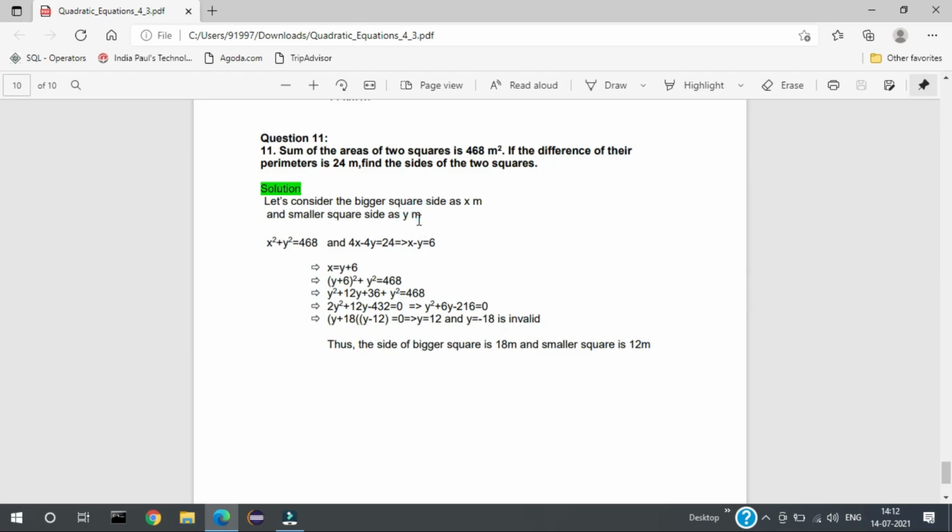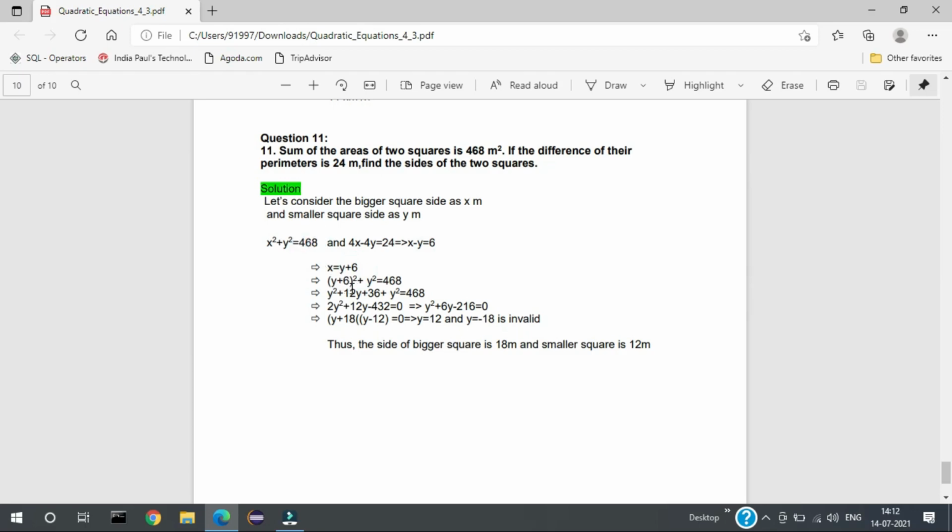So two squares are there and we will take those two squares. Sum of the areas of the two squares: x square plus y square equals 468. The difference of their perimeters: 4x minus 4y equals 24. It implies x minus y equals 6. x equals y plus 6. Substituting the value in the first equation.